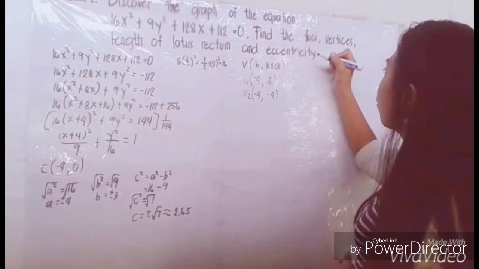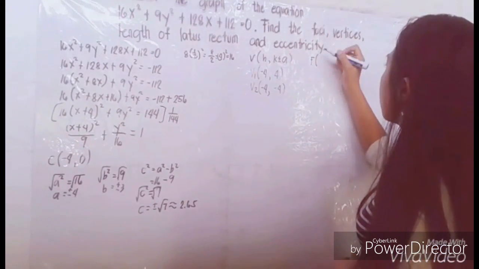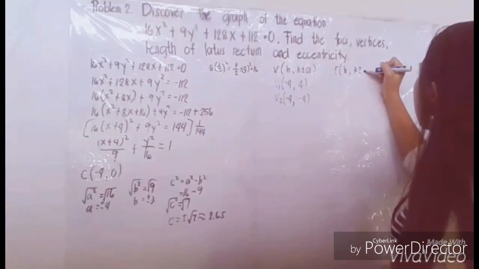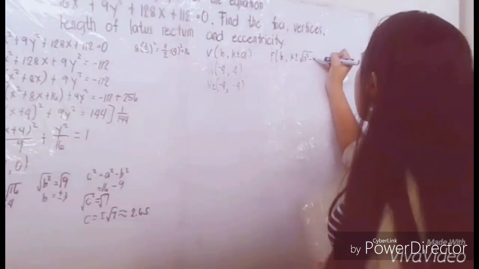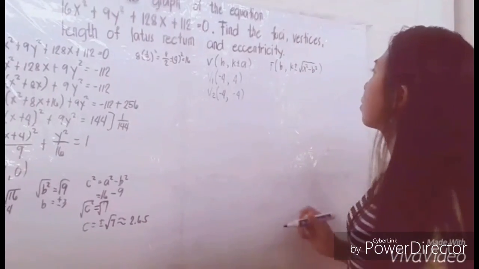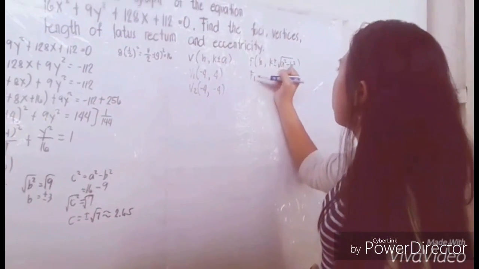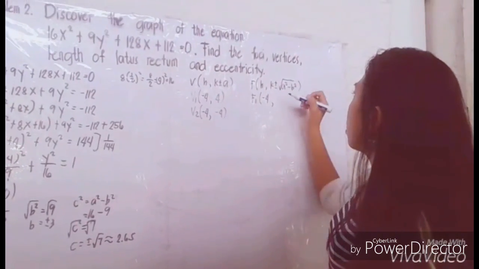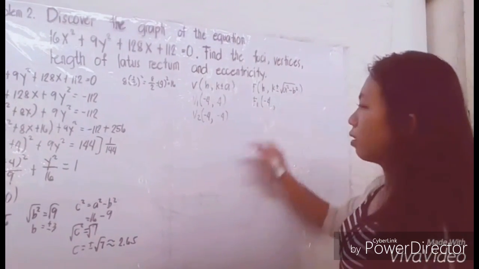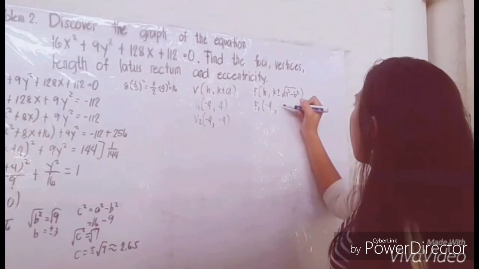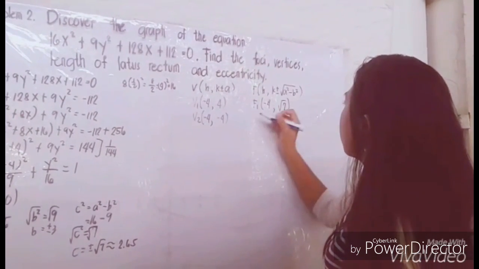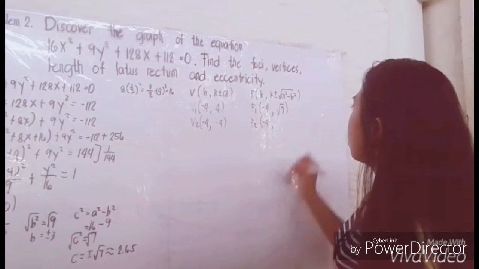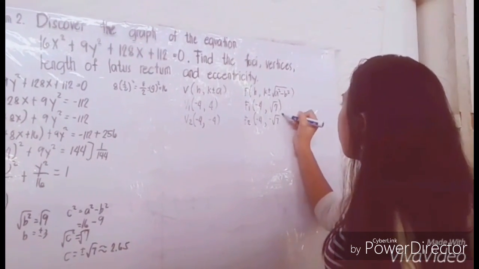We also have to find our focus, which is h, k plus and minus the square root of a squared minus b squared. So our focus 1 is negative 4, 0 plus the square root of 7, and our focus 2 is negative 4, negative square root of 7.